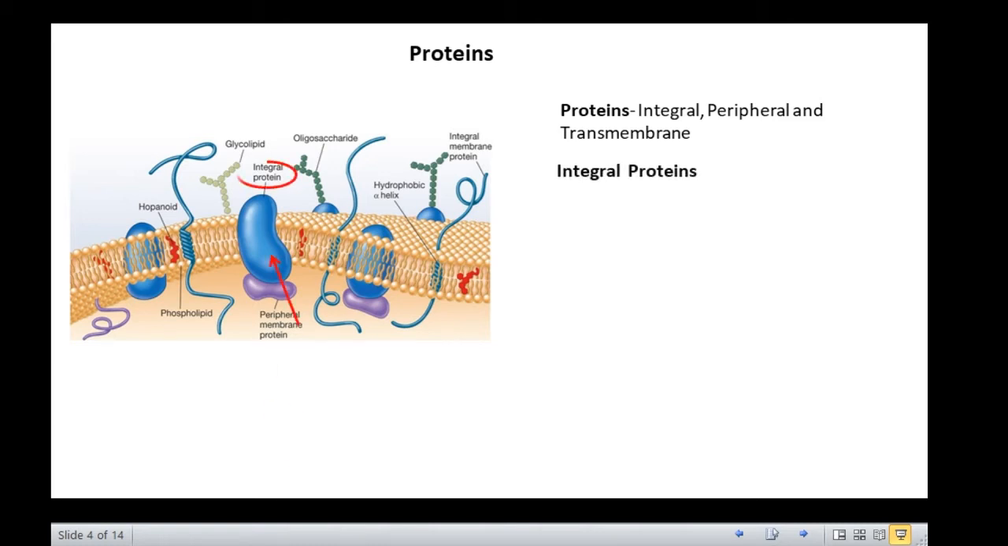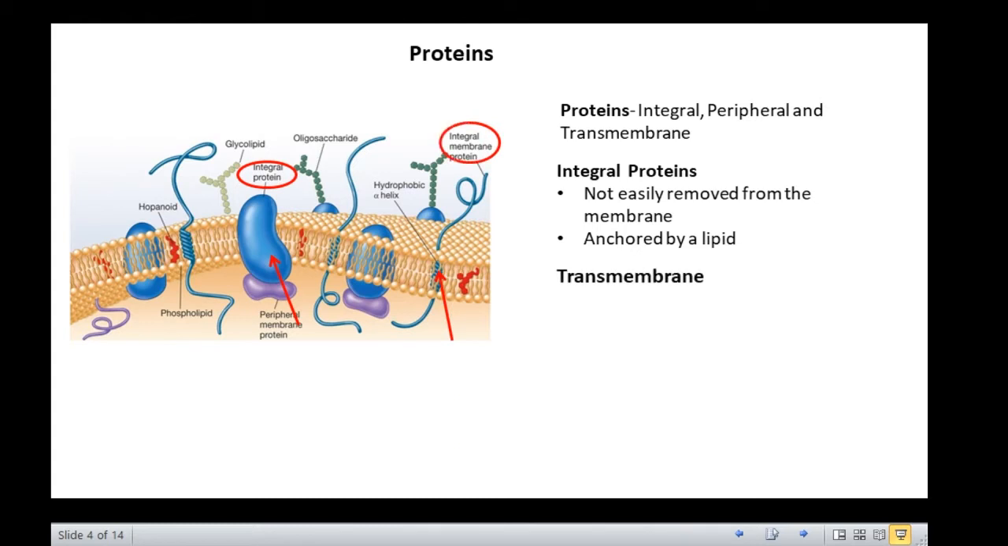Integral proteins are those that cannot be easily removed from the membrane unless detergents are added to disrupt the membrane. Their major portion is located in the aqueous solutions on one or both sides of the membrane. They are anchored to the membrane by attachment to a lipid.